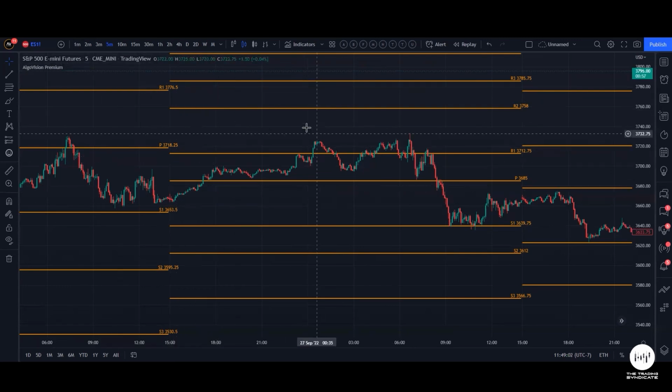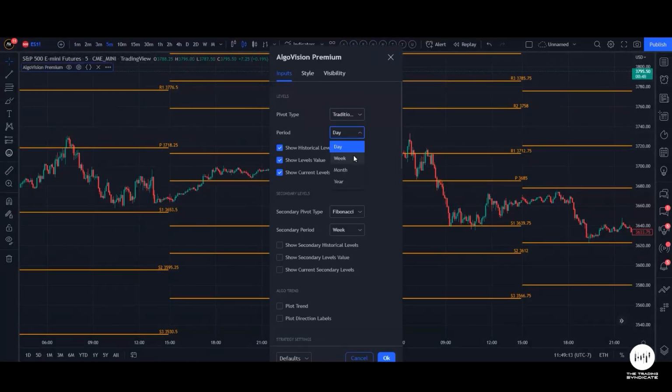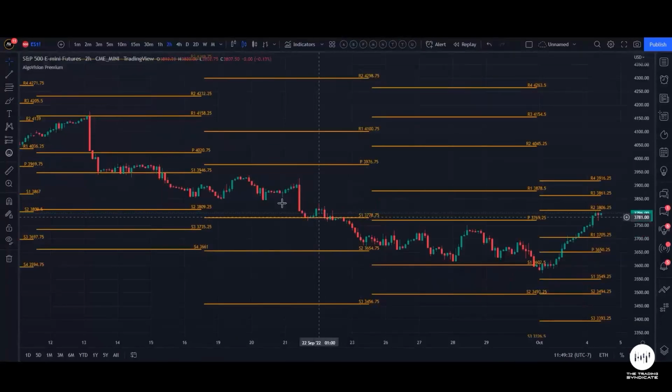Now, the one that we're on right now is, of course, the daily pivots. So this is very effective for day trading or even scalping, since essentially this is going to reset every single day. But you can also change this to weekly pivots. Let's actually go to the 2-hour chart. Notice here, these pivots now reset every single week, and they act as very strong price targets for swing trading opportunities.